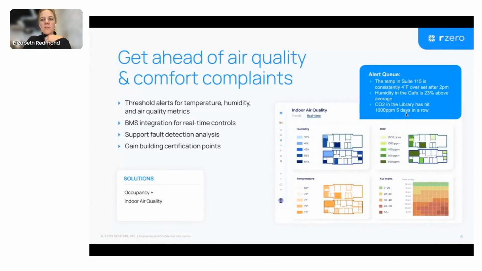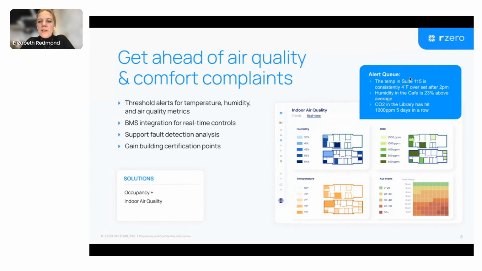So you see a couple of examples of those here. CO2 in the libraries hit a high level of ppm 5 days in a row. So that may be an indication that ventilation is blocked or the ventilation within that space is not adequate. And other alerts may be that the humidity is excessively high in a particular space. And that would not be incredibly surprising for a cafe or a food prep area, but it is something that may indicate mold growth if that is happening over a sustained duration of time.